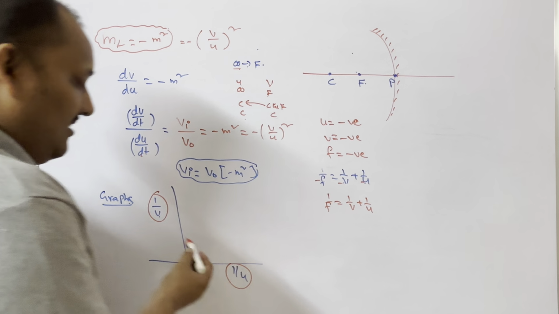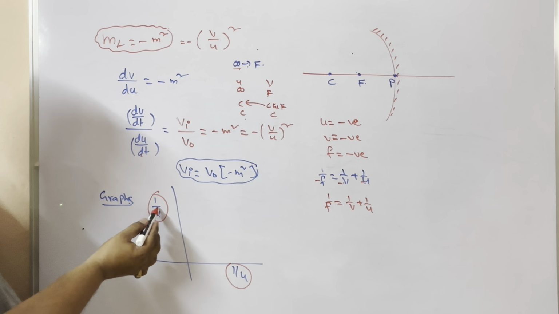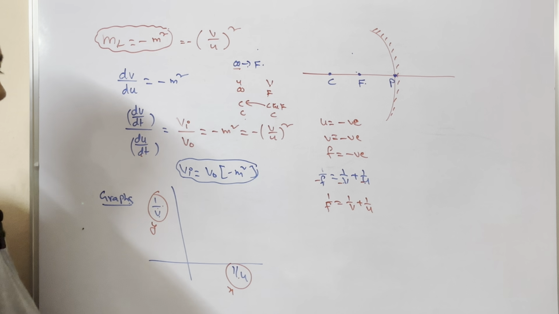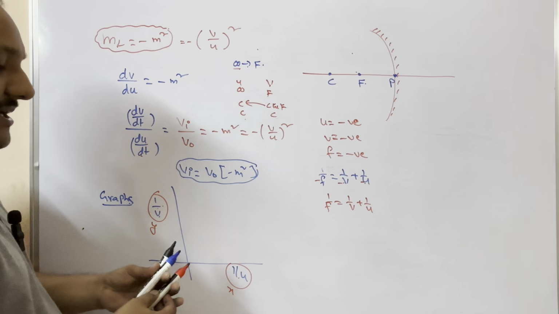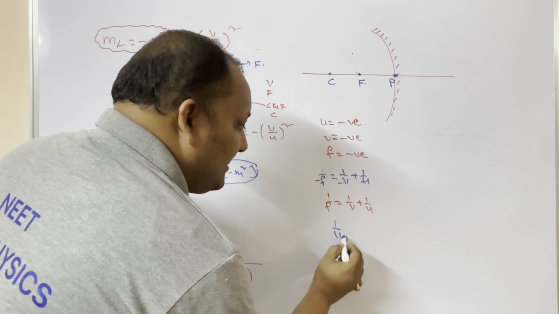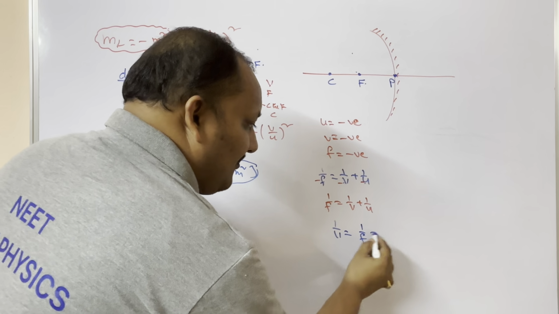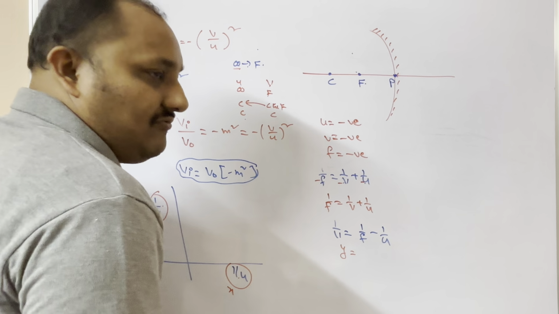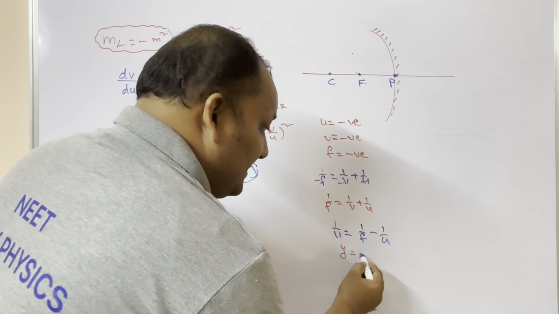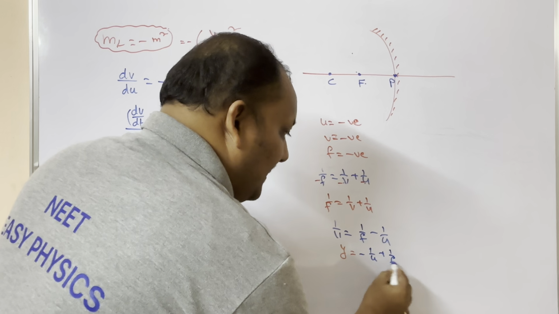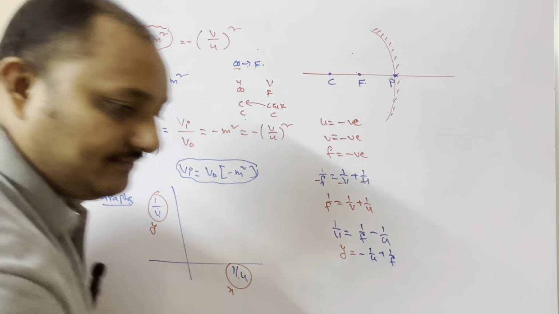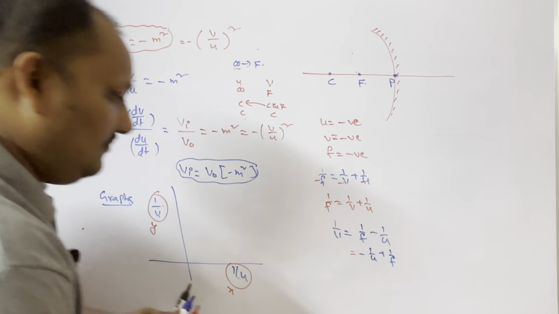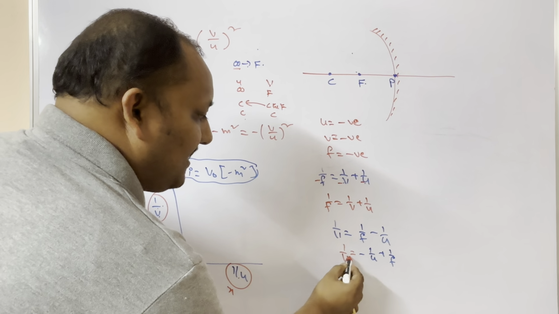To calculate, as we always discussed in the basics, 1 by v is the y axis and 1 by u is the x axis. This is y, this is x. Compare with y equal to mx plus c. At that time 1 by v is equal to 1 by f minus 1 by u. So y is equal to minus 1 by u plus 1 by f, where 1 by u is x.